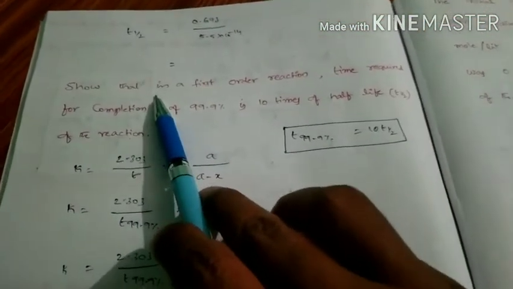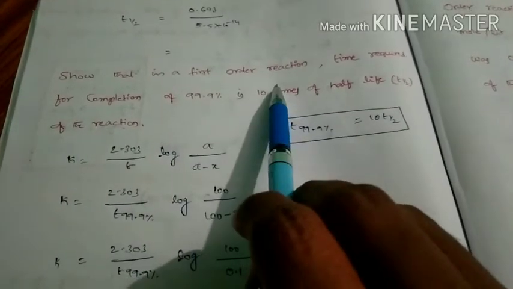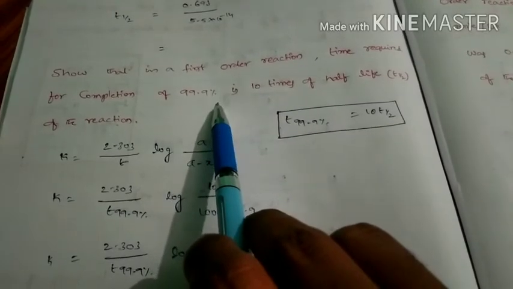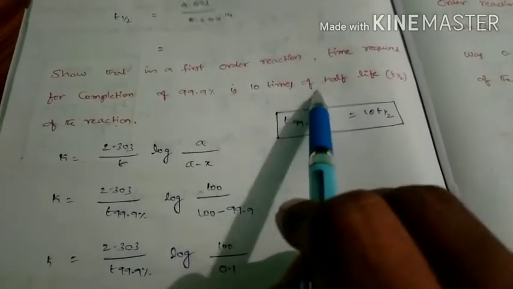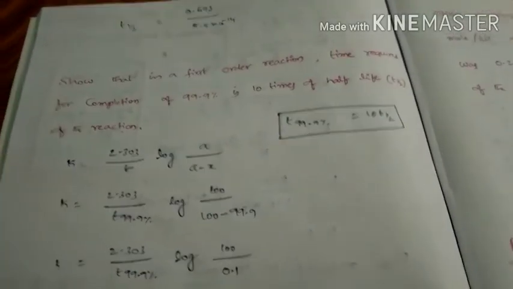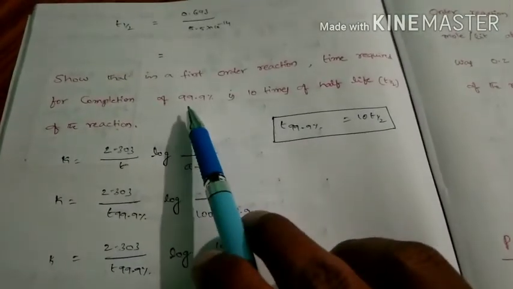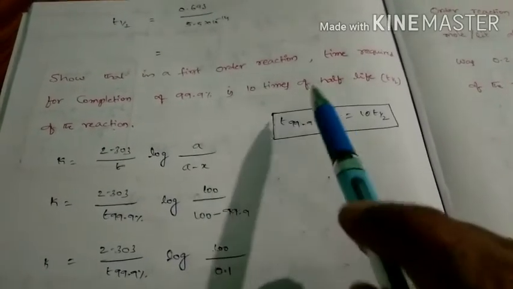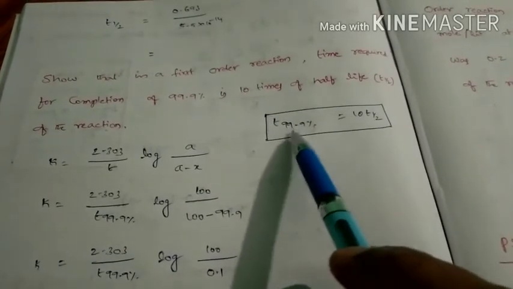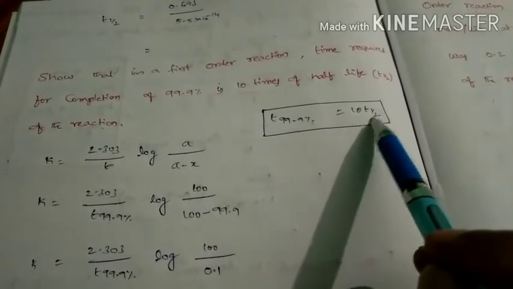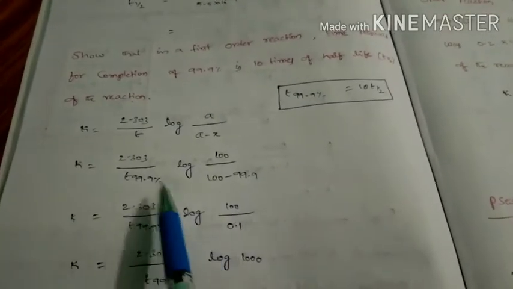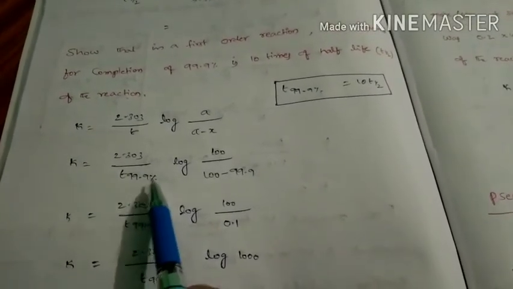Show that, this is an important problem, show that in a first order reaction, the time required for completion of 99.9% is 10 times the half life of the first order reaction. That means we have to show T 99.9% is equal to 10 T half. We have to show this expression by using the first order equation. First we take the first order equation. Then first we take the time required to complete 99.9%. That means 100.